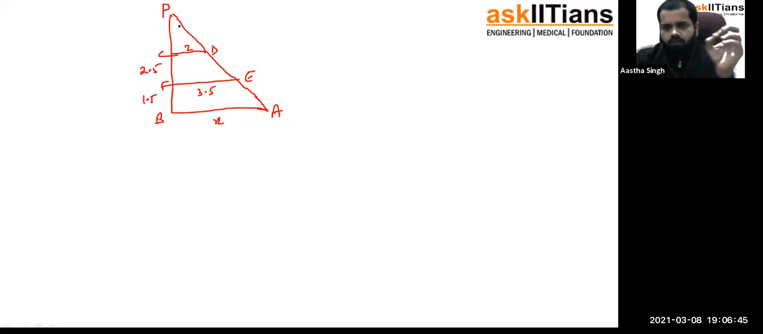Guys, we were told only the diagram C, D, F, E, F, A, B. We have just constructed the point P. These angles are all 90 degrees, and these angles are corresponding, so it means these are parallel lines. If these are parallel lines, you can easily get the value of x. Just focus, guys.